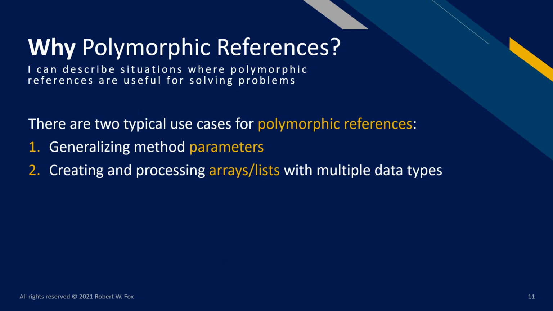Now that we have a sense of what we're allowed to do with polymorphic references, I think the big question is why. And so there's 2 typical use cases for polymorphic references. One of them is generalizing method parameters, and the other is creating and processing arrays and lists with multiple data types. And we'll take a look at an example of each of those in the next slides.